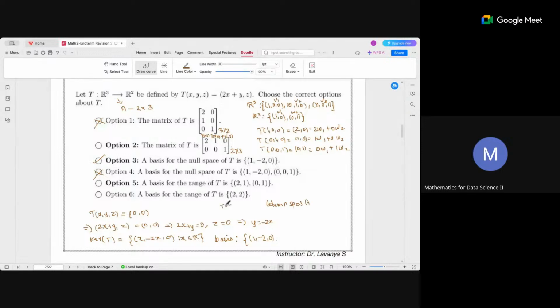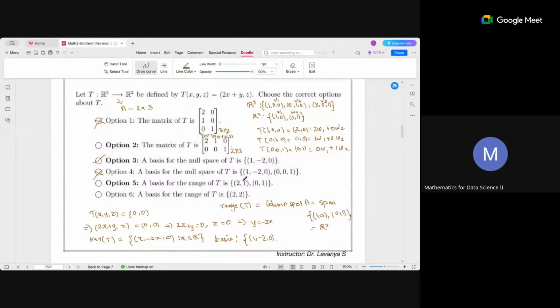So first of all, range of T is nothing but the column space of A. And here column space of A is spanned by which vectors? What are the linearly independent vectors you can say from this? 1, 0 and 0, 1. And this gives you entire R2. So if you take any two linearly independent vectors in R2, that will be a basis for the range of T. True or not?